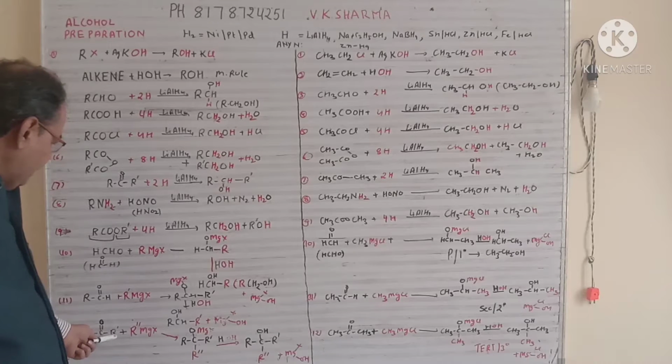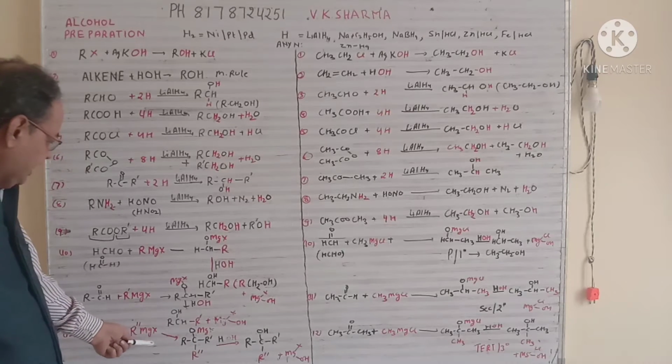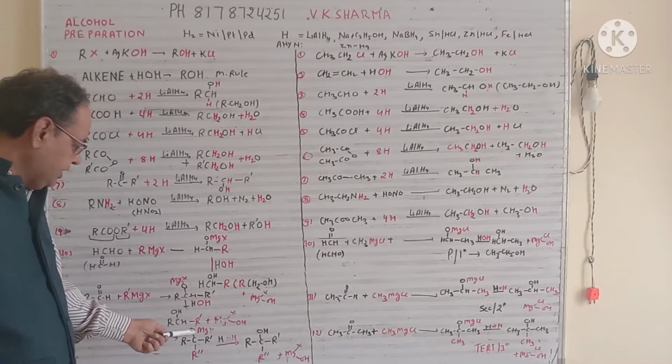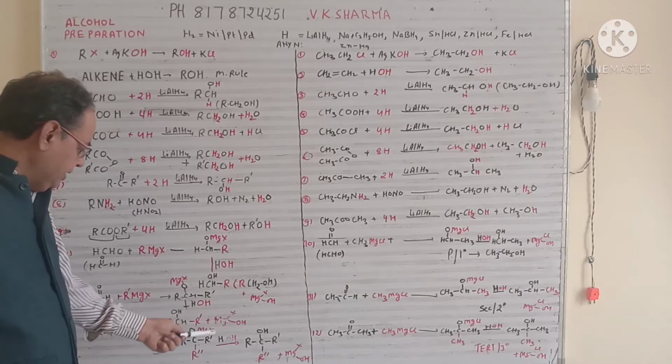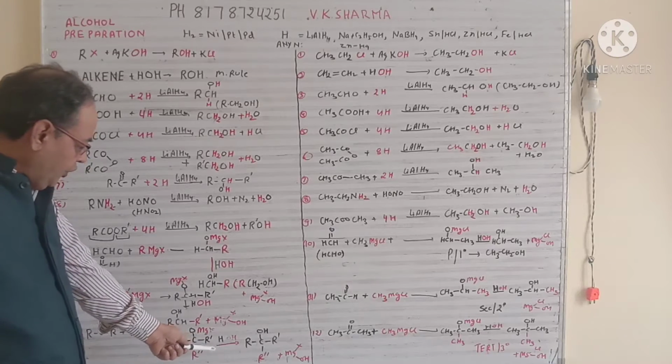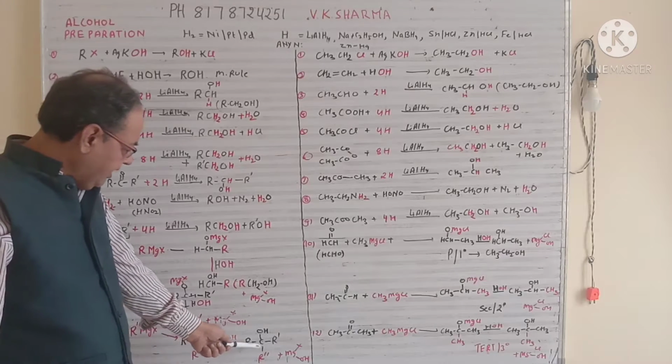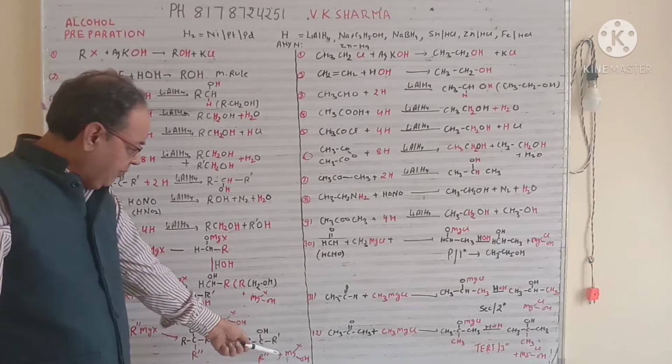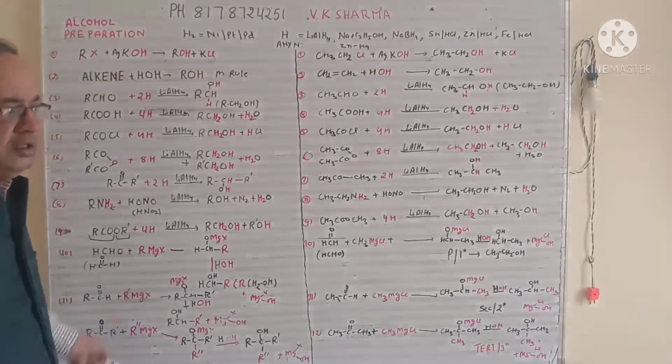So RCOR', that is a ketone, plus R'' MgX. Again Mg will react with the oxygen, so it will give you OMgX, and R'' will be received by this carbon. So when you react with water, ultimately it will give you a tertiary alcohol plus Mg(X)OH. So this is your concept.